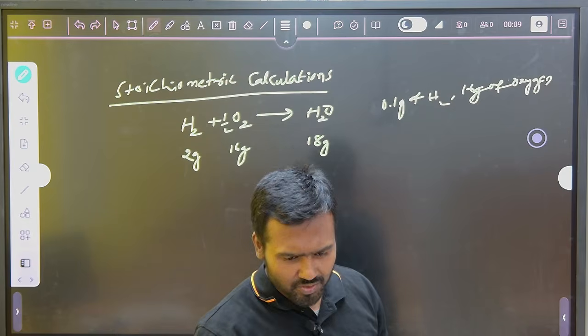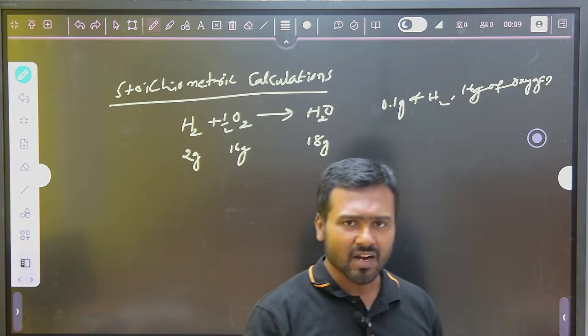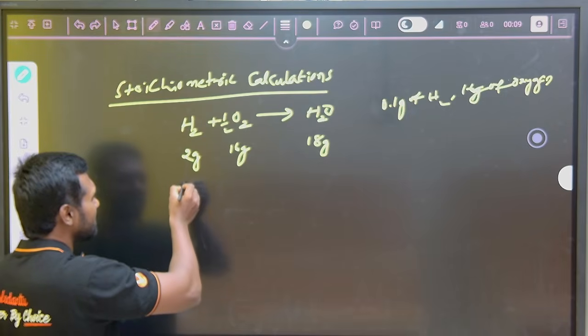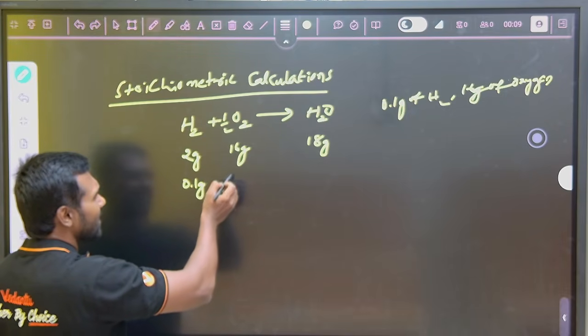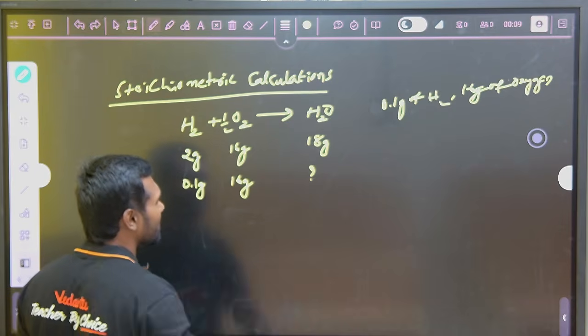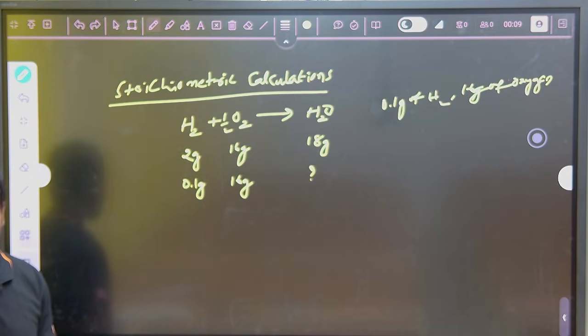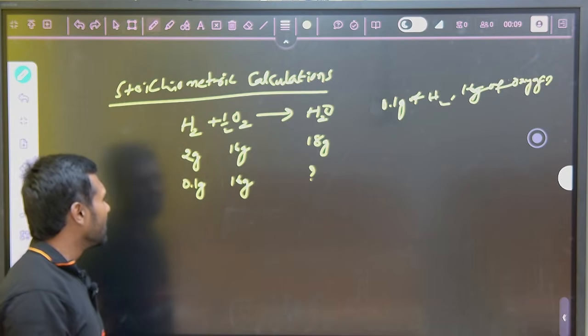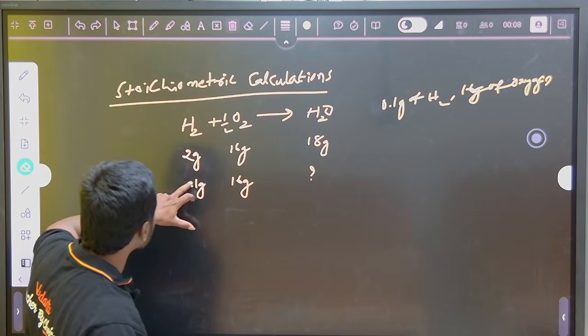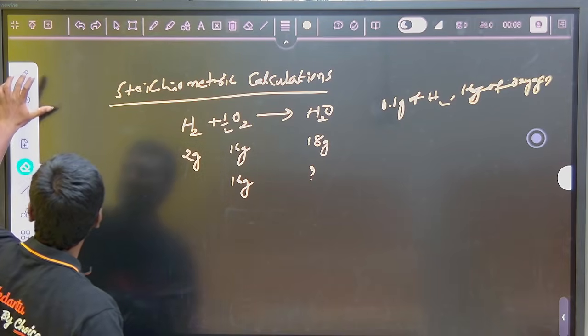So first you have to write the weights according to the balanced chemical equation. Then you write the given weight. This is 0.1 gram and this is, they give 16 grams only, and they are asking how many grams of water is formed. This is simple. Let's take 1 gram instead of 0.1. It is easy to understand.